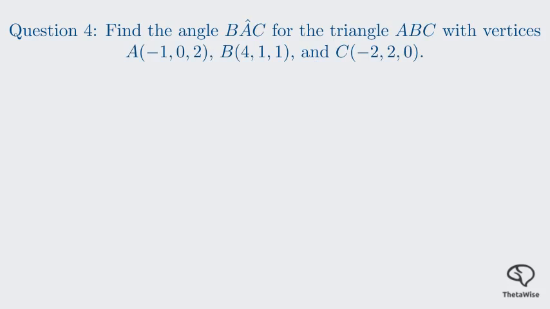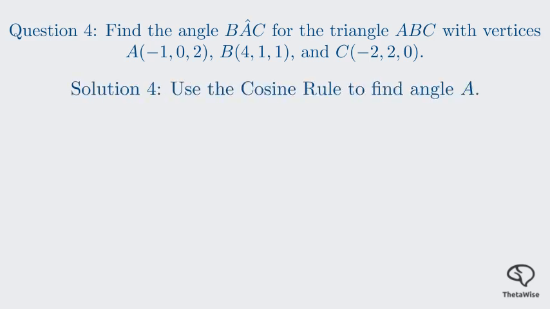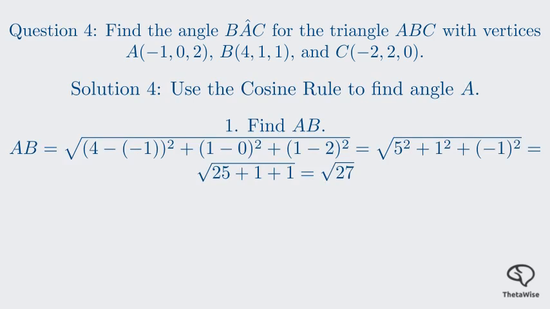The angle BAC is the angle at vertex A. This means the angle is formed by the line segments AB and AC. Since this triangle is unlikely to be right-angled, we'll use the cosine rule. Pause and try it. To find the angle at A, we need the lengths of all 3 sides, AB, AC, and BC. The length of AB is the square root of 5 squared plus 1 squared plus negative 1 squared, which is the square root of 27.